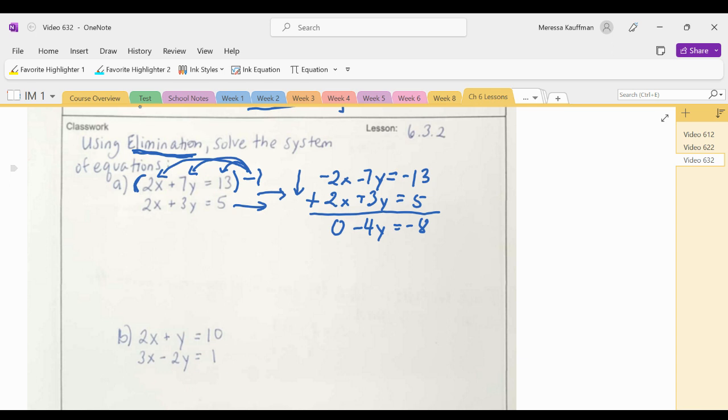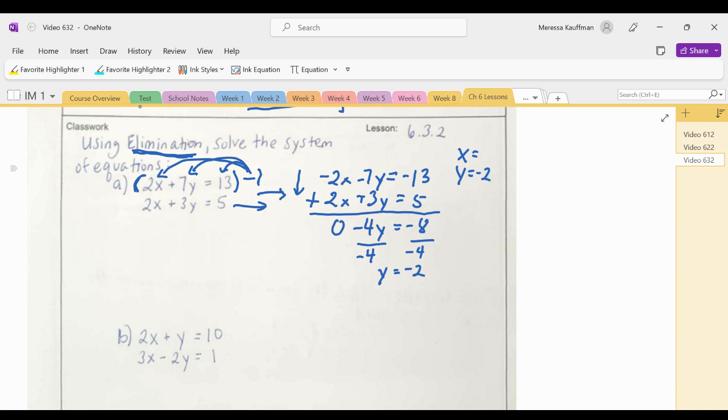Now I don't care about that 0 anymore, so I'm just going to divide both sides by negative 4 because I want y by itself. And y is equal to negative 2. So there's one part of my two-part answer, and I need to find where x is equal to now.